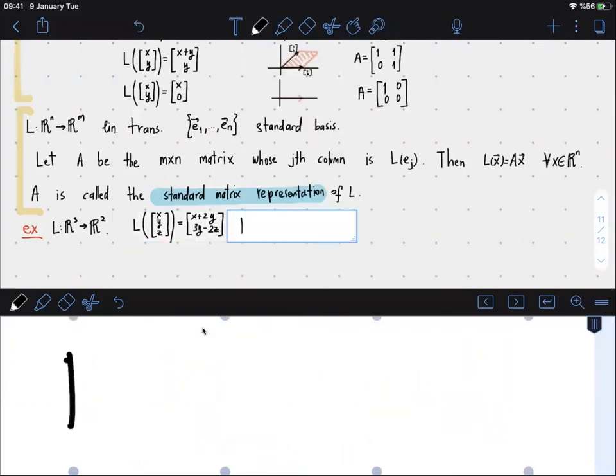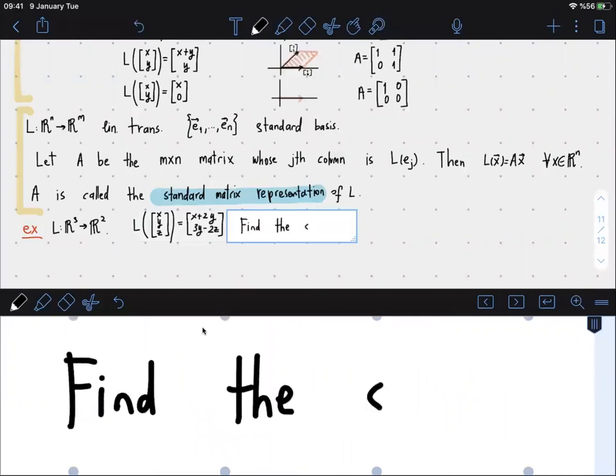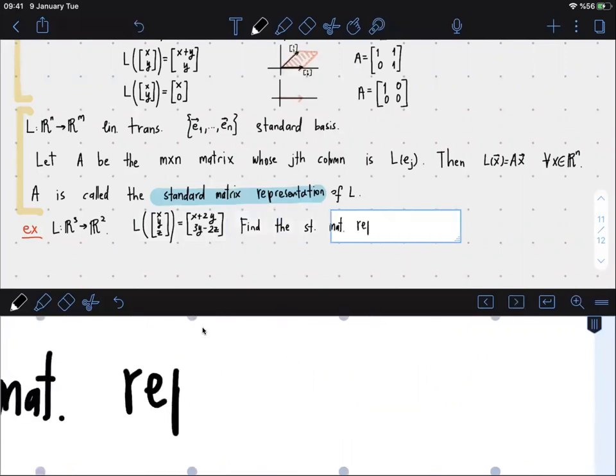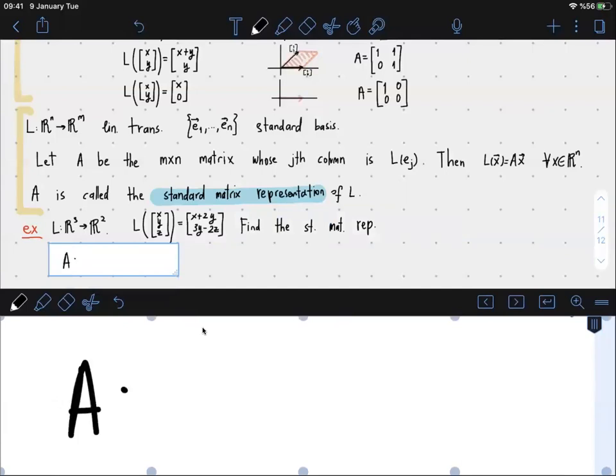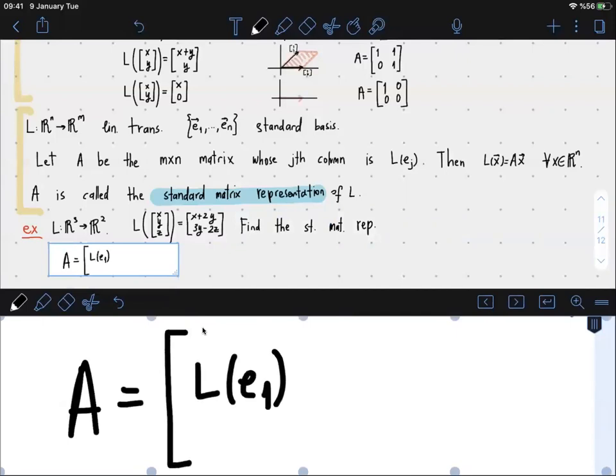The question is, find the standard matrix representation of this transformation. Okay. How do we do it? So A is basically the first column will be L of E1. The second column is L of E2, and the third column is L of E3.